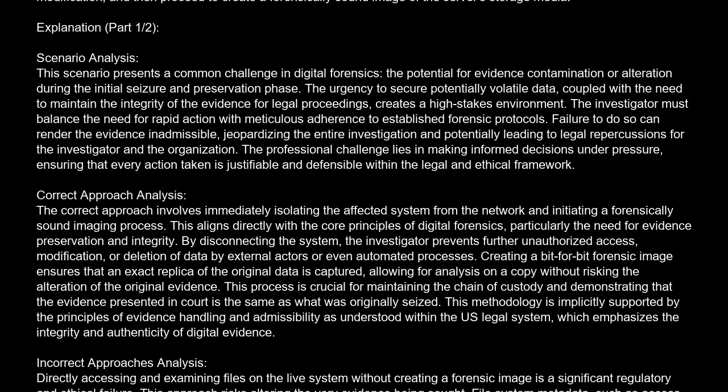Incorrect approaches analysis. Directly accessing and examining files on the live system without creating a forensic image is a significant regulatory and ethical failure. This approach risks altering the very evidence being sought. File system metadata, such as access times, modification times, and creation times, can be inadvertently changed by simply opening or viewing a file. This alteration can be used by the defense to argue that the evidence has been tampered with, rendering it unreliable and inadmissible.